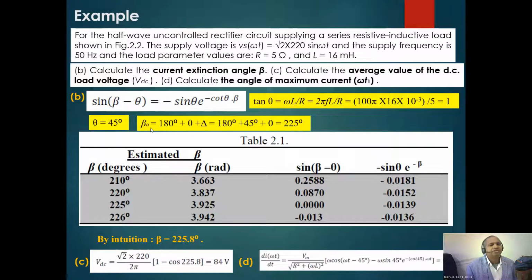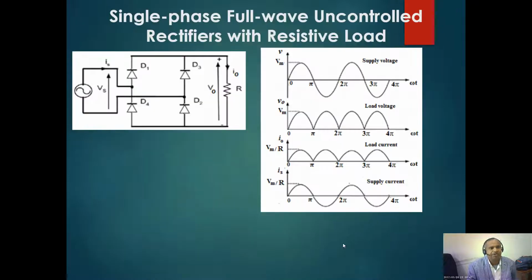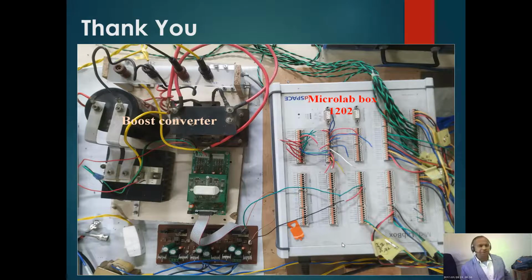Now part C asks for the average load voltage. We know the formula for the average output load voltage is Vm by 2 pi into 1 minus cos beta. If you put in the values, it comes around 84 volt. The next question asks to calculate the angle of the maximum current. So di by dt must be equal to 0, which will bring you the angle at which the maximum current occurs. So we stop here. Thank you very much.